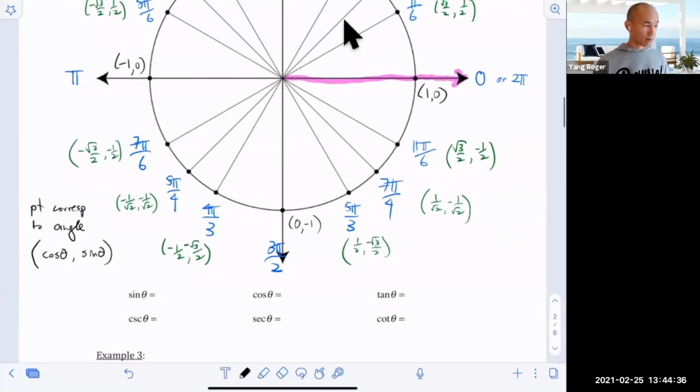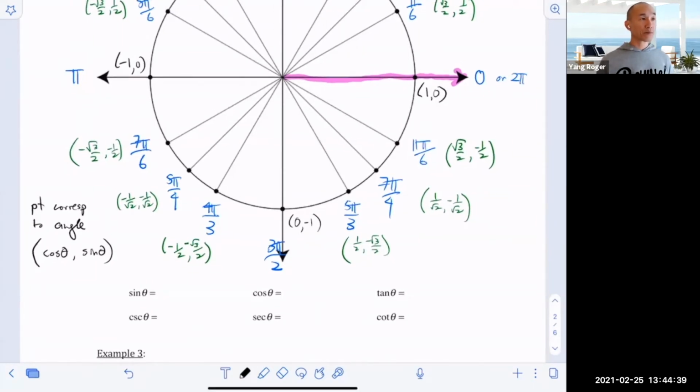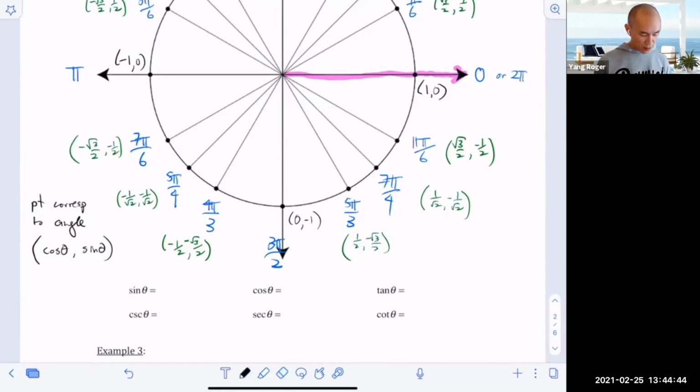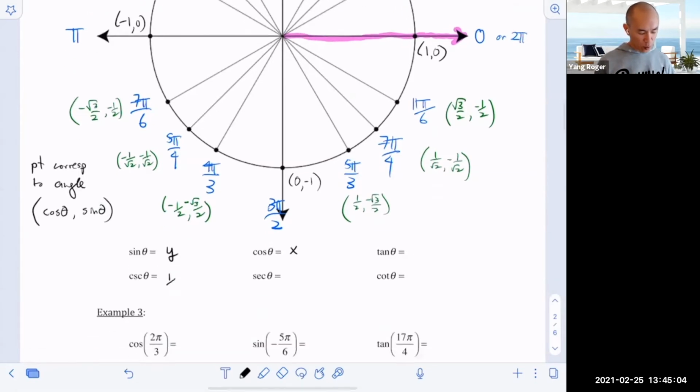Okay. So the way that we write this is we say, oh, the sine is going to be the y value. Cosine is going to be the x value. And last class, I taught you about the reciprocal identities, right? So remember that cosecant was 1 over sine, so that's going to be 1 over y. And secant is 1 over cosine, so that's going to be 1 over x.